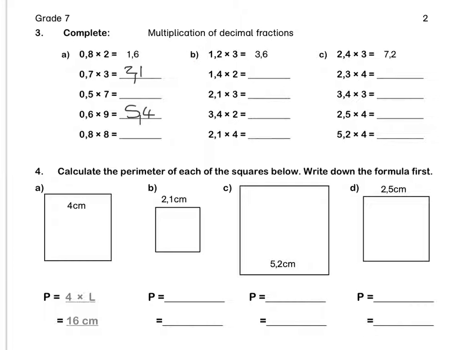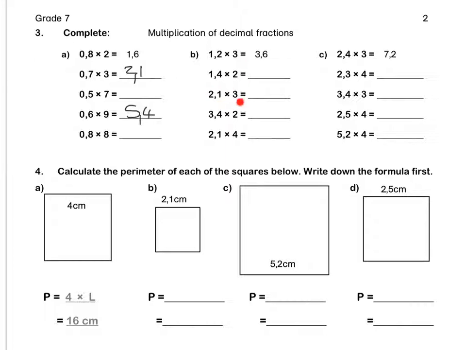Question B. 1,2 times 3. We multiply as if the decimal point is not there. 12 times 3 is 36. So we write down 36. Then we have one decimal place in our question, so we have one decimal place in our answer.